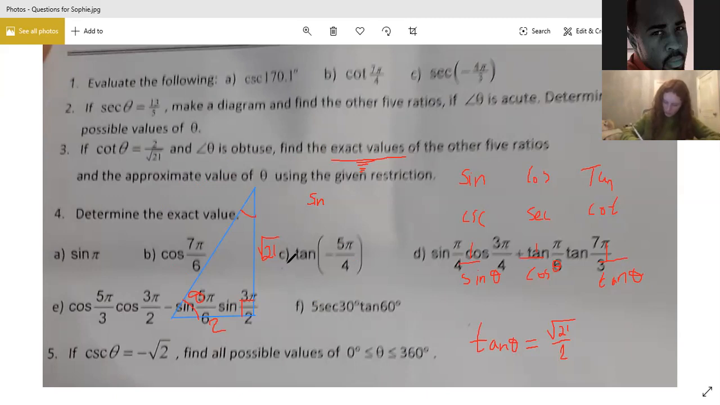By the way, Sophie, you know that this is a negative 2? It doesn't matter. Just keep working. It's difficult to see it, right? But go ahead.